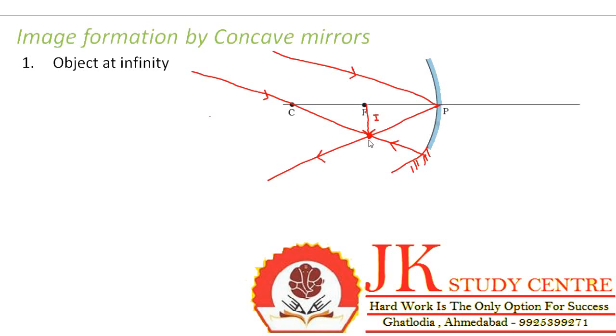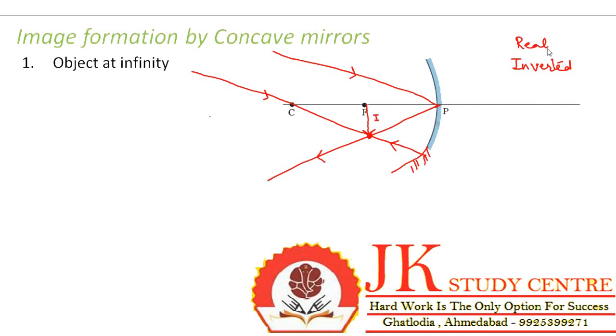So what kind of image is formed? We get a real image, because in this case the reflected rays actually meet at this point. So what is the nature of the image? It is a real image. It is an inverted image. If the image would have been formed like this, it would have been an erect image. But since it is formed the other way around, it is an inverted image.